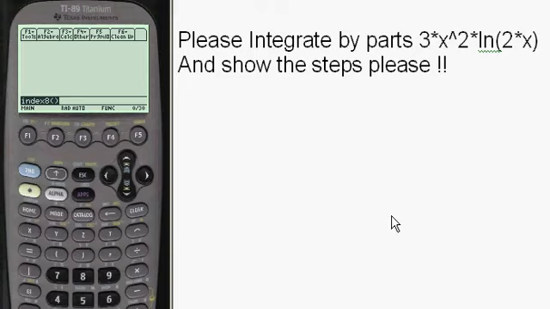Students send me this to solve. Please integrate by parts 3x squared times log of 2x and show the steps, please. So I'll do it.